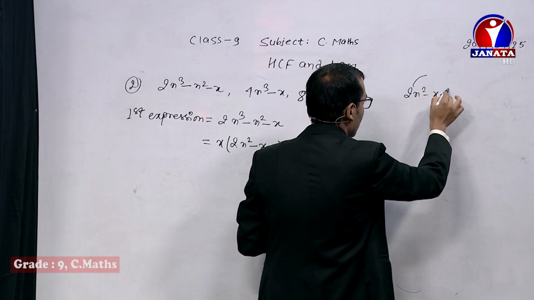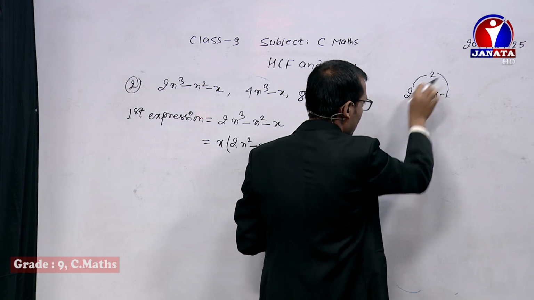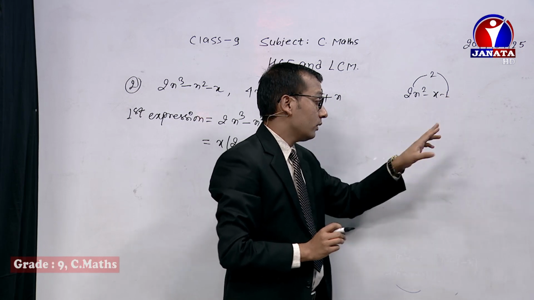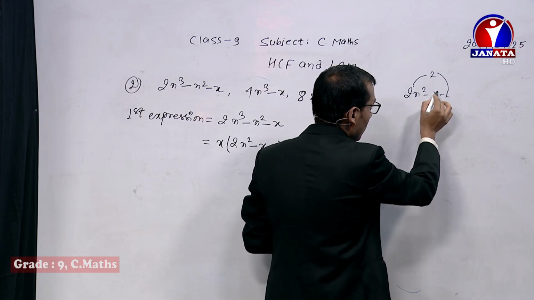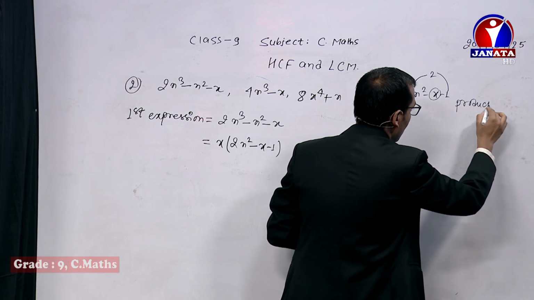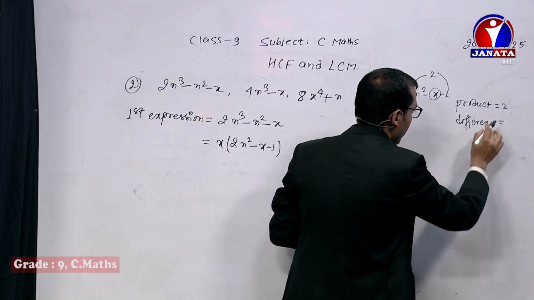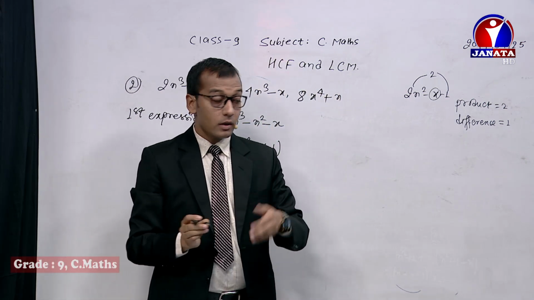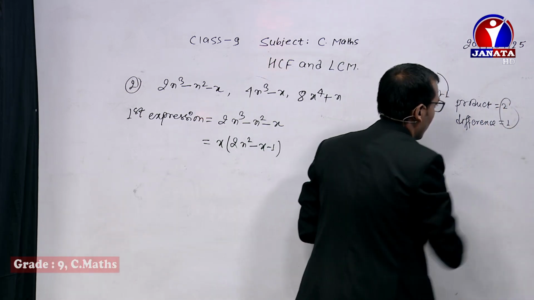So what is the product of the coefficient of x square and the constant term? Product is 2 because 2 times 1 is 2, and the sign of this 1 is negative. So what is the difference? Difference is always the coefficient of the middle term x. So product is 2 and difference is 1. Now let's find two numbers whose product is 2 and difference is 1. Obviously these two numbers are 2 and 1.